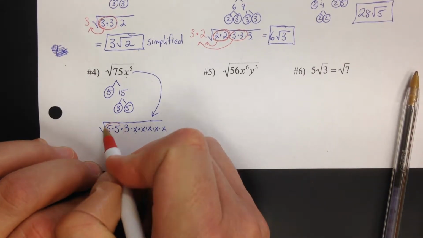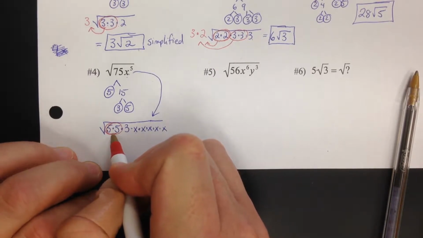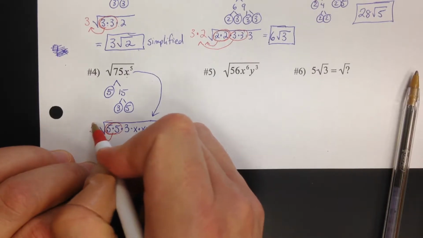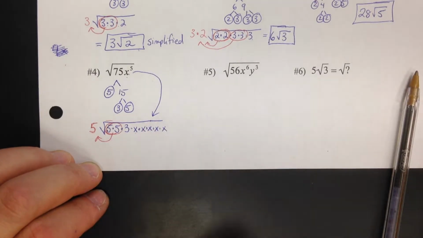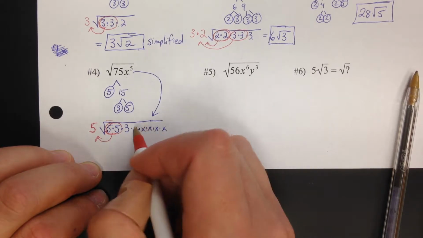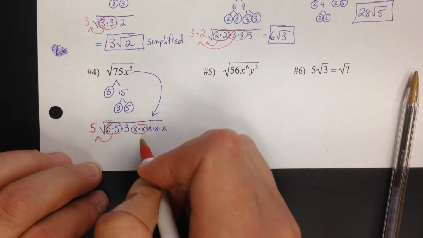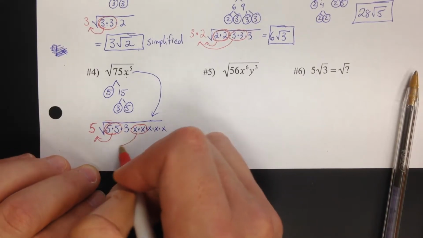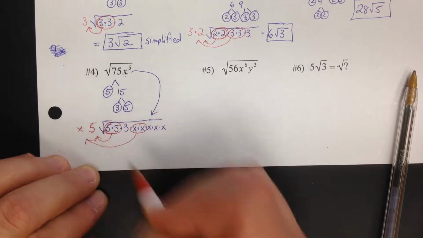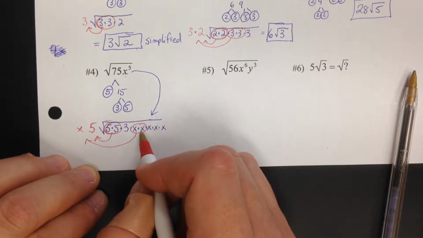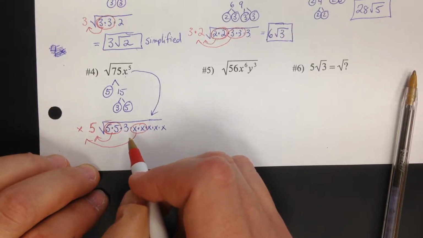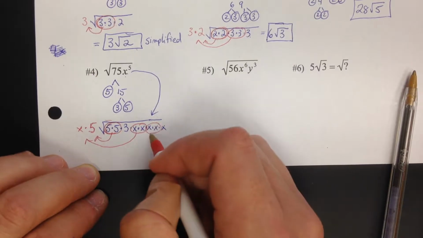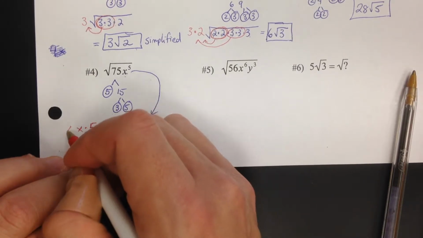5 times 5 is a perfect square. That's 25. Well, I can take the square root of 25. The square root of 25 is 5. So we pull a 5 out. Now, when you look at the variables, if you have a pair of x's, which we do, x times x is x squared. The square root of x squared is x. This is a perfect square, x squared. So if I undo that by taking the square root, I'm left with x. We have another pair of x's, so we'll pull that out again.